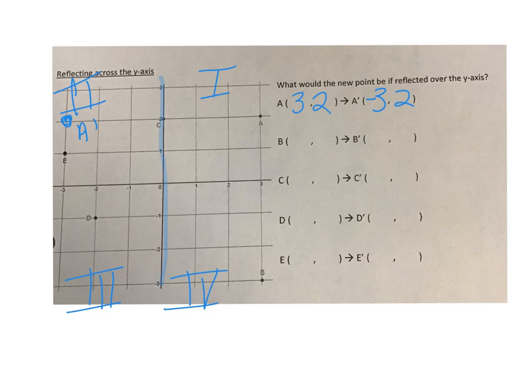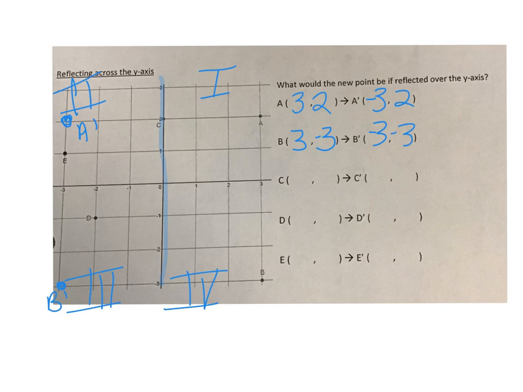And then B is at 3, -3. And it's going to reflect over. That'll be B prime. It's going to reflect over the y and be at -3, -3.